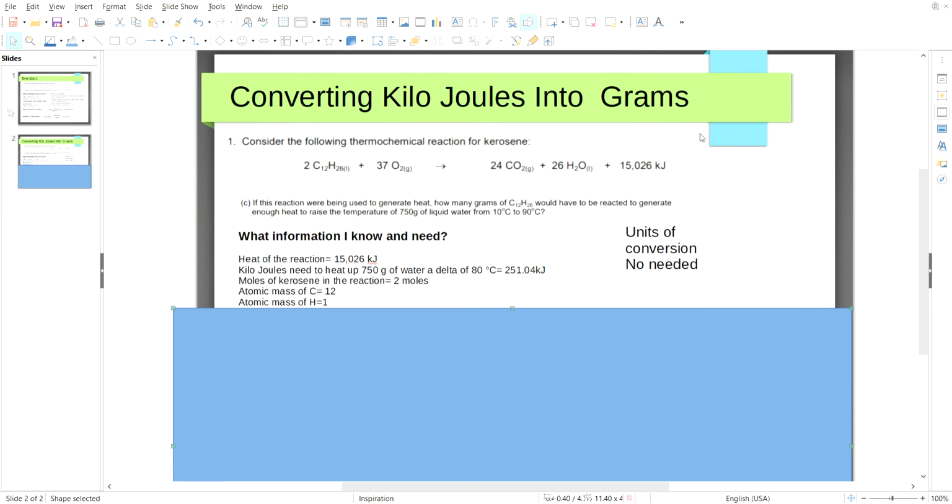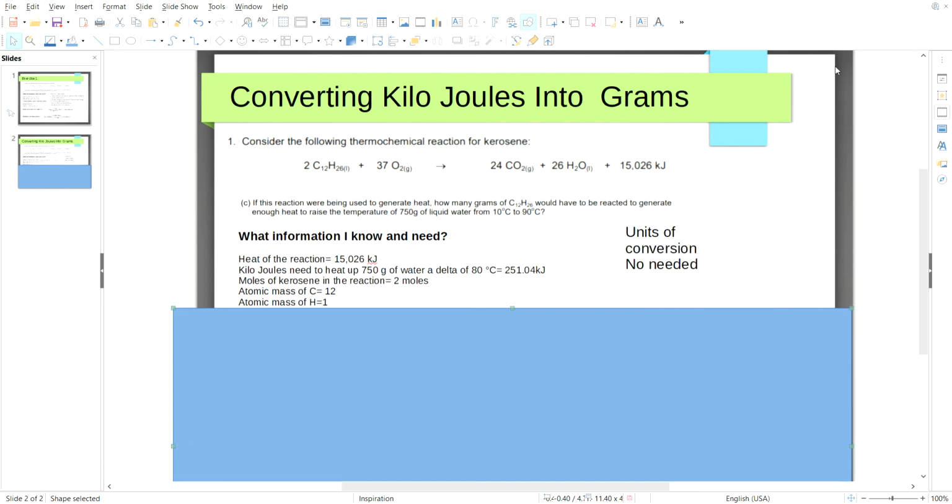Hey guys, let's check the second part of the exercise. Now we're going to be focused on converting the kilojoules into grams. For it, guys, we're going to do a similar analysis to what we were doing with the previous exercise, starting by finding what information is needed and if there's any unit of conversion we require for this particular exercise.